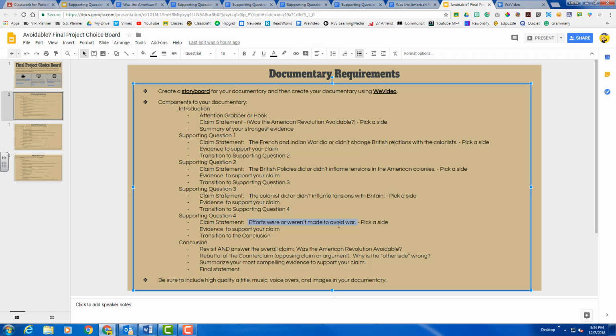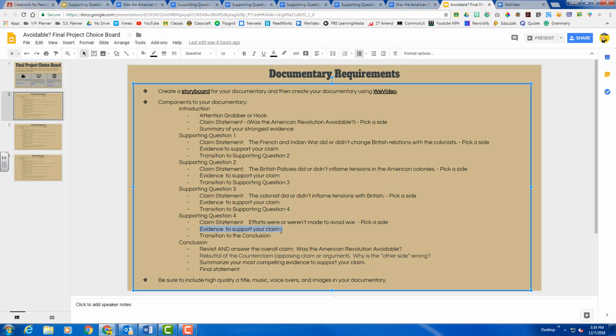Or you could even go into the fact that were they or weren't they helping push towards war? That's kind of your decision to make. You have to decide that. What efforts were made, and should these efforts have been successful? Should they have not been successful? You decide, okay?